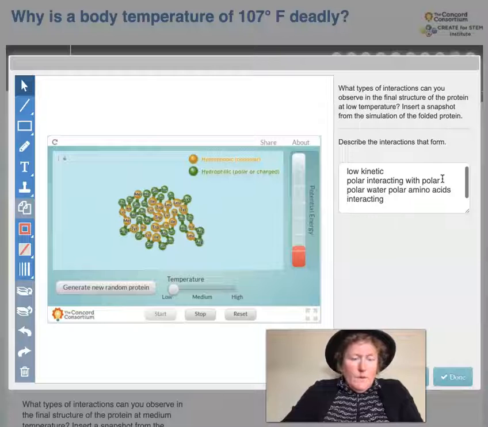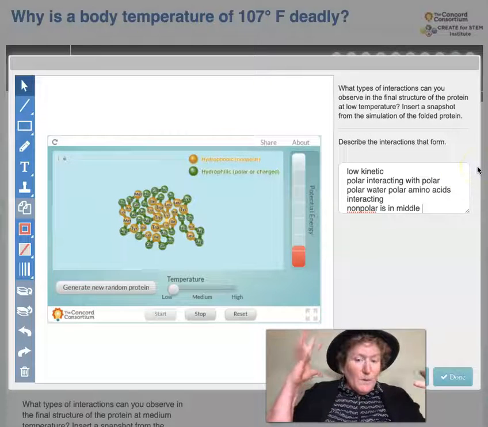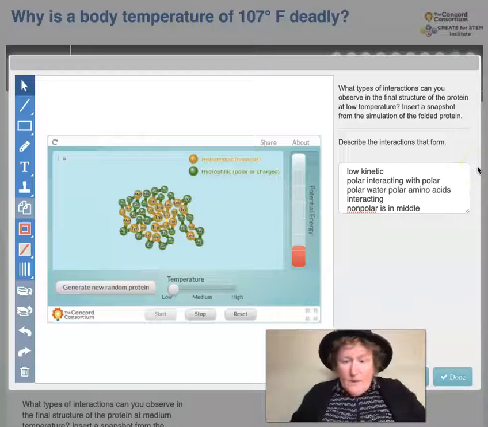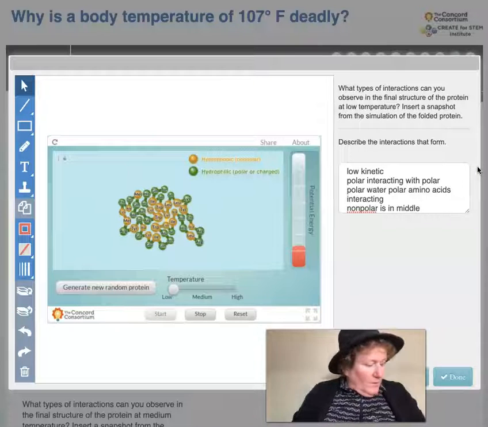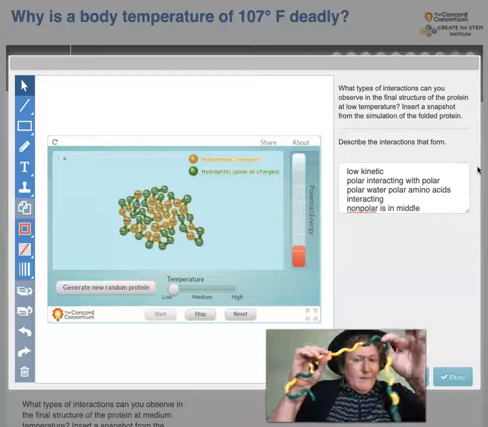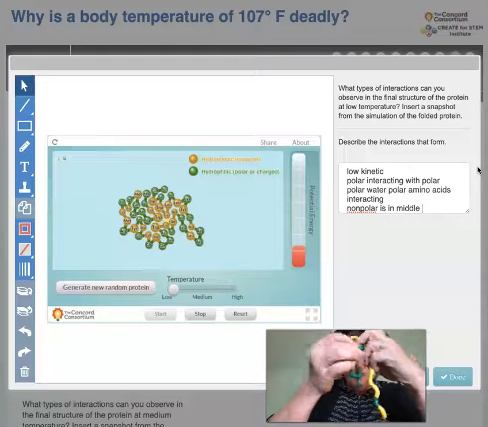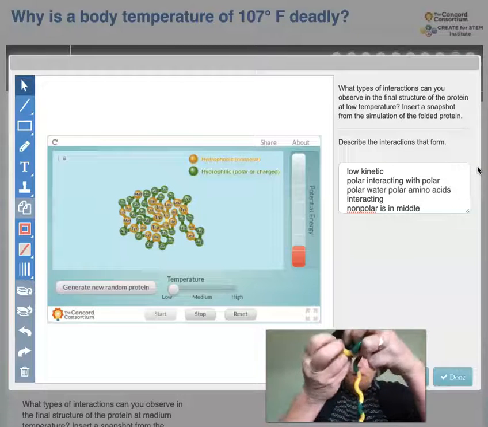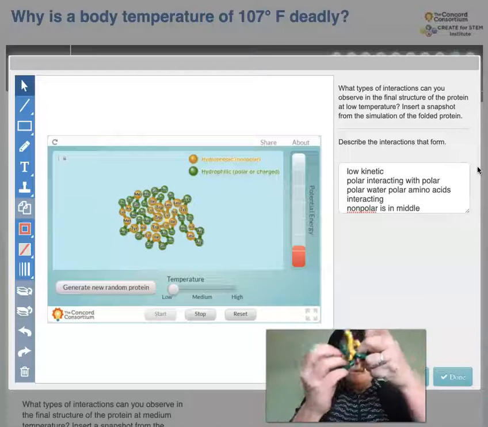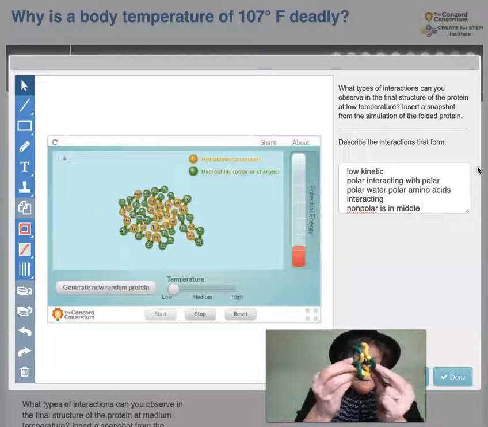We know that the nonpolar is in the middle because they got pushed there by the polar that want to be on the outside and interact with that polar water. Those polar amino acids want to be on the outside so they can interact with the other polar amino acids. Our polar amino acids here are green in the model on the screen. So they push the yellow, the nonpolar amino acids, into the middle of the protein so the polar amino acids can be on the outside. And this creates a very distinct protein structure.